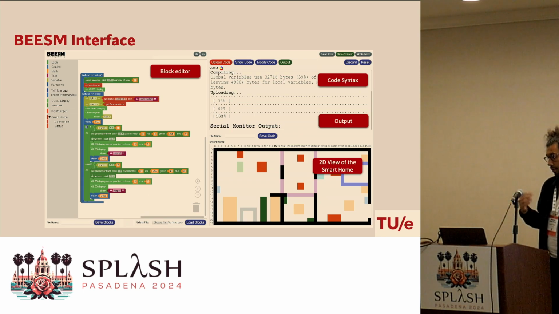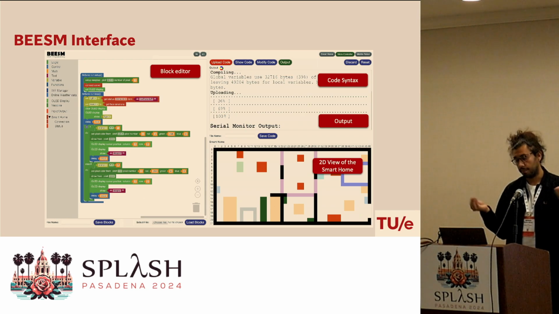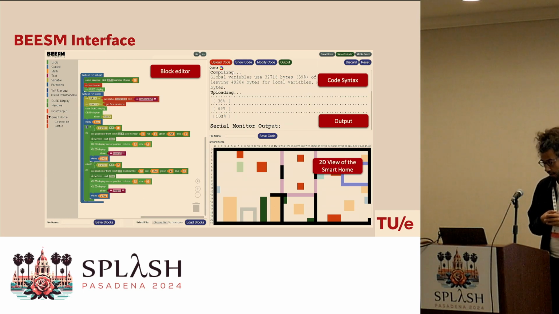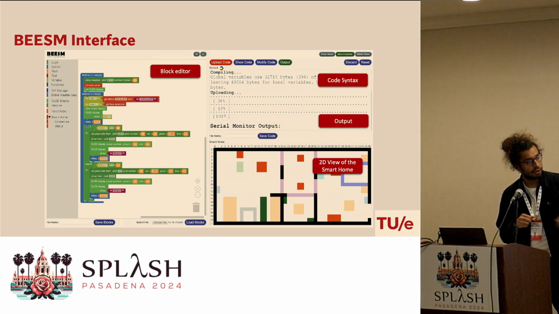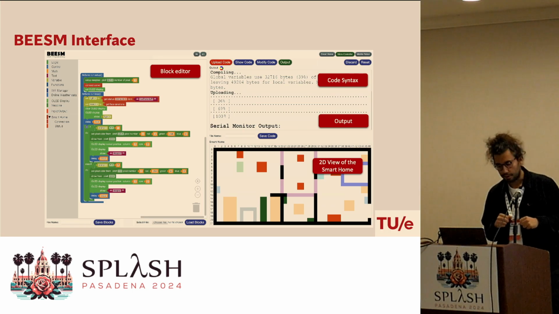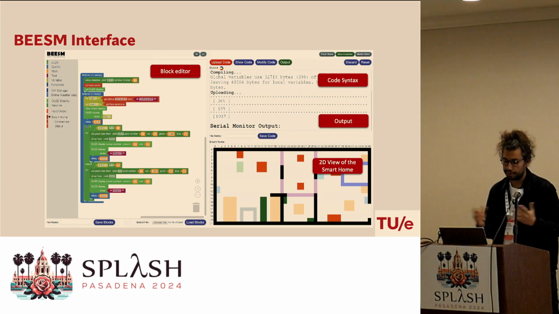The output could be the real output from the hardware device, or it can also be something as a consequence of the project. And then we have this 2D view of the smart home. So on the bottom right corner of the screen, we have the 2D representation of the smart home where the students were programming the smart device.